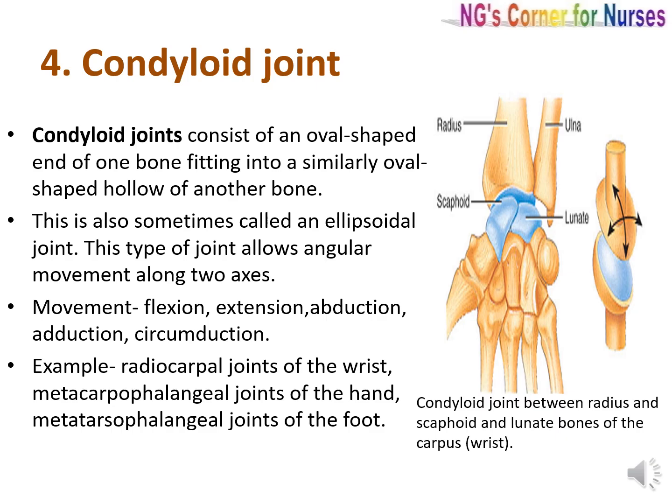So as an example, we can say the radiocarpal joints of the wrist. In this picture, we can see the condyloid joint between radius and scaphoid and lunate bones of the carpus. And apart from this, the other examples of condyloid joints are the metacarpophalangeal joints of the hand and also the metatarsophalangeal joints of the foot.